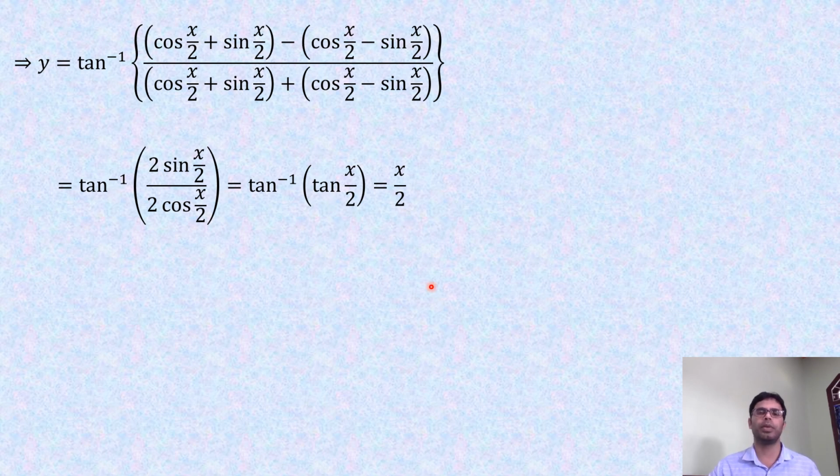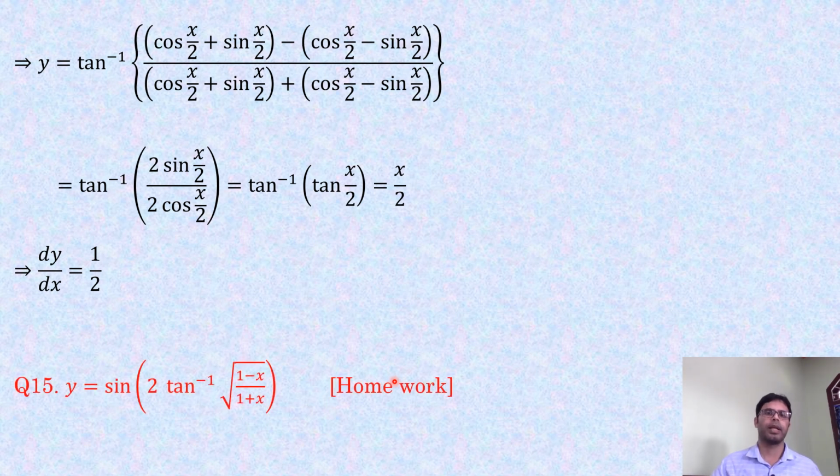Now y is equal to x by 2 only, so dy dx is half only. Okay, this is the solution of the problem, and this question is homework for you. Y is equal to sine of 2 tan inverse this one. So here you may solve this question in two ways, by directly considering this as x, or by taking this x is equal to cos 2 theta.